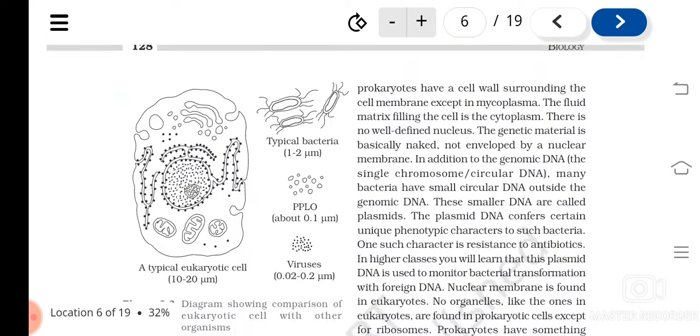So there are no other cell organelles. No cell organelles are there except what? Except the ribosomes. We have learned that, isn't it? The ribosomes present are also different from the eukaryotic ones. That is, there are 70S ribosomes. Yes. So all these points are very clear, I hope.